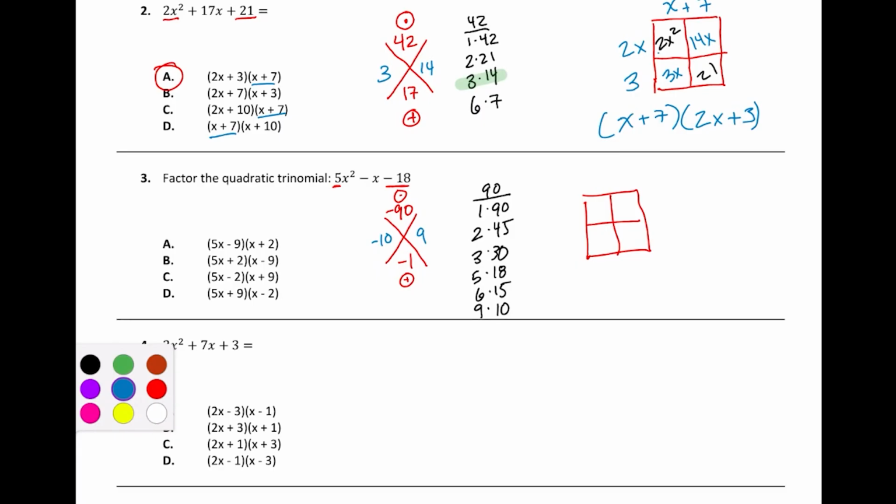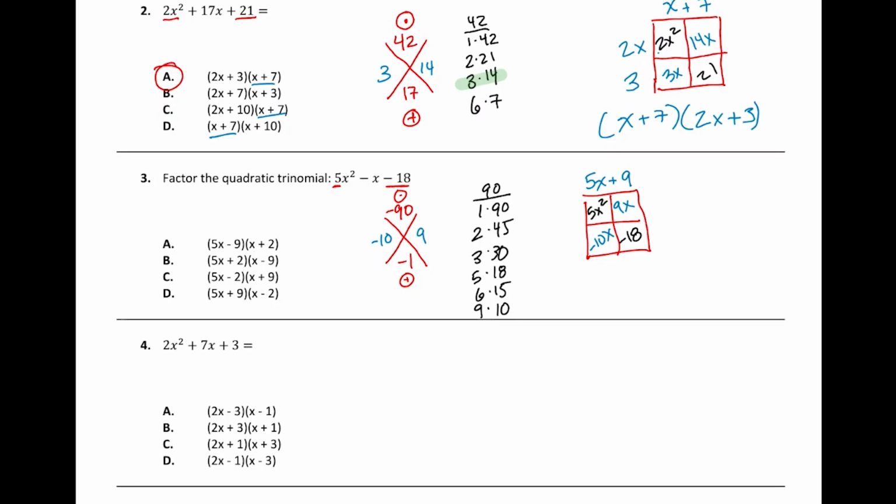When I go to set up my area model, the leading term, 5x squared, goes in the top left. Negative 18 goes in the bottom right. And then negative 10 and 9 are going to be the linear coefficients of these other two boxes. So negative 10x and 9x. So now let's look for our greatest common factors of each row and each column. In the first column, the GCF is going to be 5x. In the second column, it'll just be 9. So we get 5x plus 9 is one of the factors.